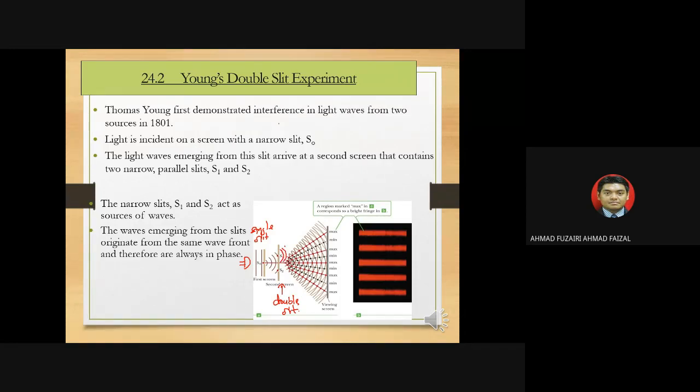Dekat S1 berlaku diffraction. Dekat S2 pun berlaku diffraction. Okay, the diffraction occurs at S1 and S2. And afterwards, this is where you get the interference. Kalau orang tanya, where is the interference? Here. When you put the double slit. At the single slit, does it have interference? No. Okay. At the single slit, it only has diffraction. Dekat sini berlaku diffraction only.